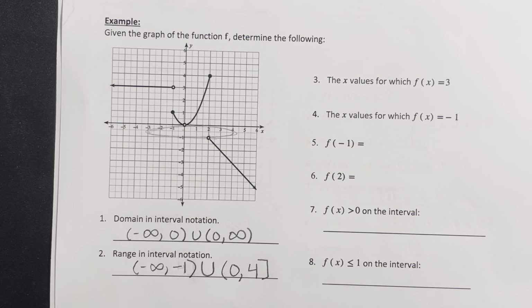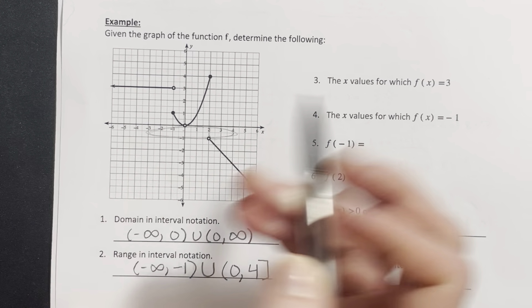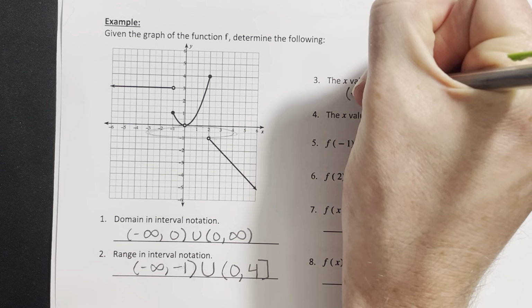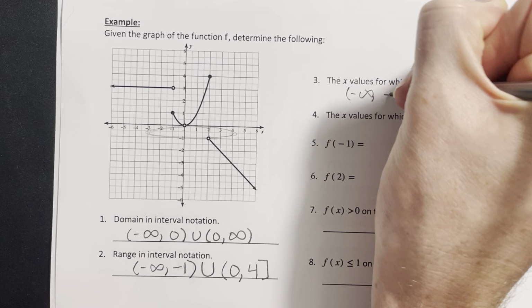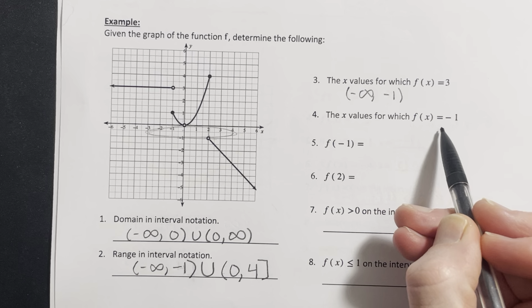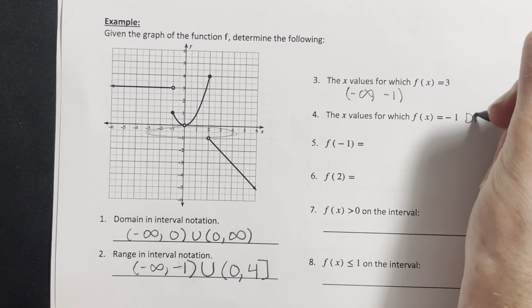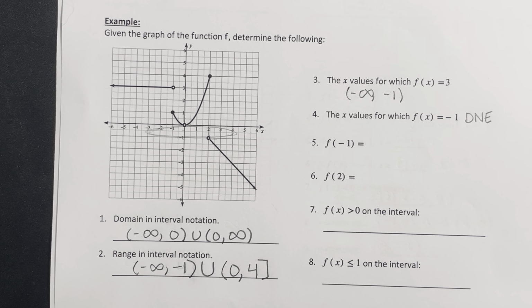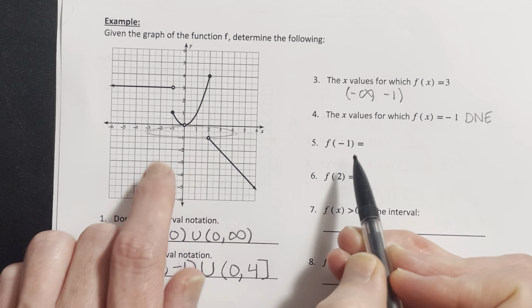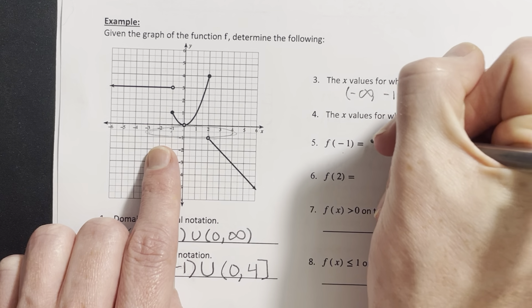All right, number 3, are the x values for which f of x is equal to 3. This is equal to 3 for a lot of x values. It's for this entire section of negative infinity all the way to -1 with a parenthesis. It is equal to -1, never actually. So there is no x value that exists that would give an output of -1. All right. Number 5 says f of -1, the output for when x is -1 is +1.